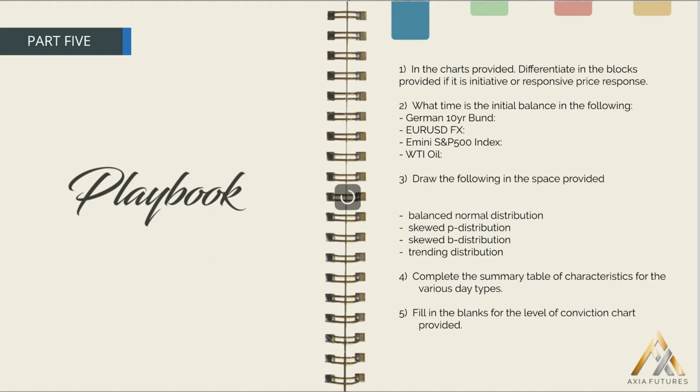Question 4. Complete the summary table of characteristics for the various day types. Again, take your time here. Understand each one of the characteristics and the principles about what makes each one of these day types significant. Number 5, fill in the blanks for the levels of conviction chart provided. Make sure you take some time on this playbook entry. Don't rush through it. And remember, this playbook will stand you in good stead when you move on throughout the rest of Module 2 and 3.